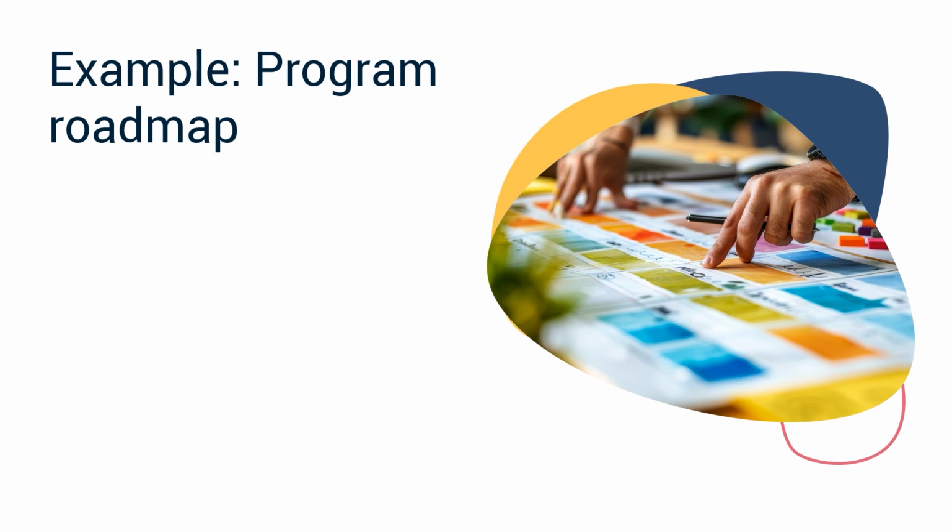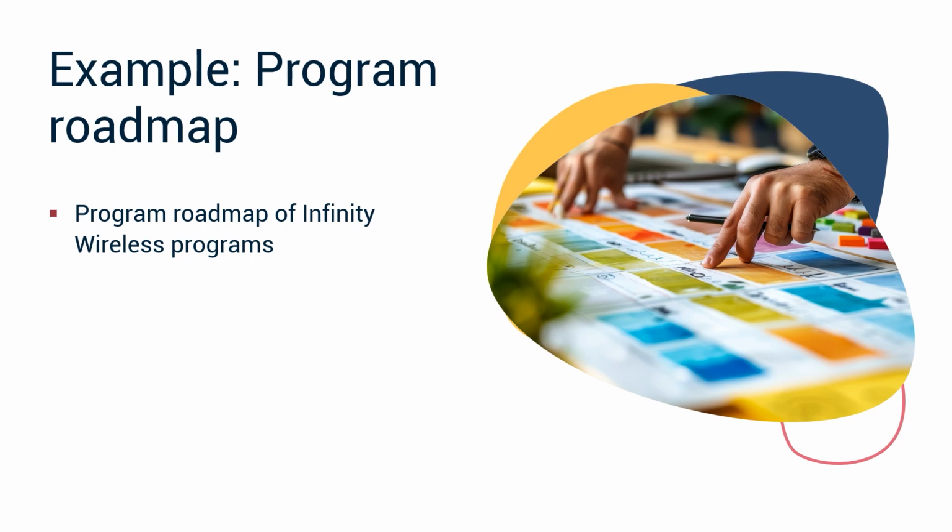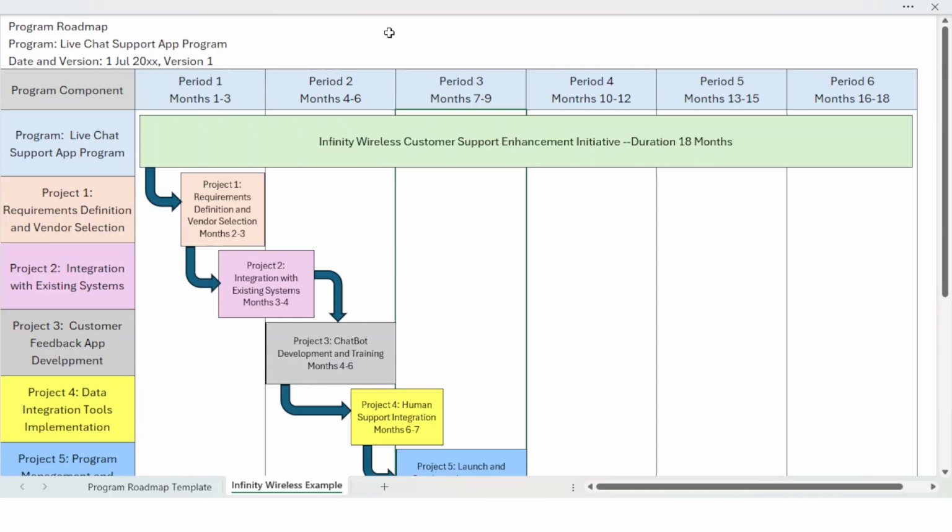Next, let's review an example of a completed program roadmap supporting the Infinity Wireless programs. This program roadmap supports the live chat support app program of the Infinity Wireless Customer Support Enhancement Initiative. We begin with an overview of the strategic initiative that is driving the program. This total initiative will take 18 months to complete.